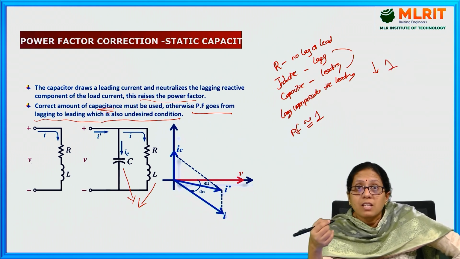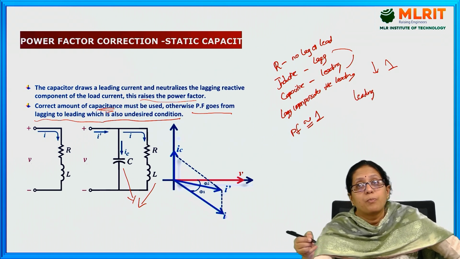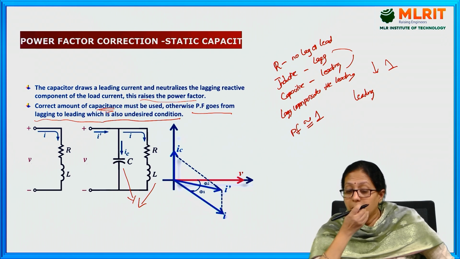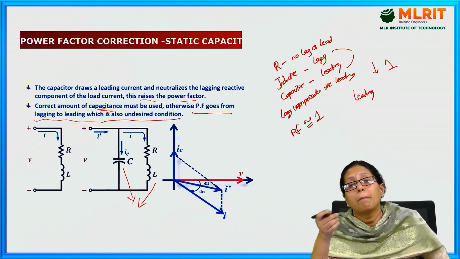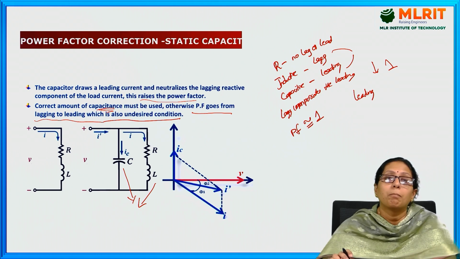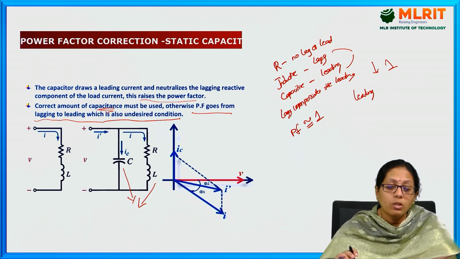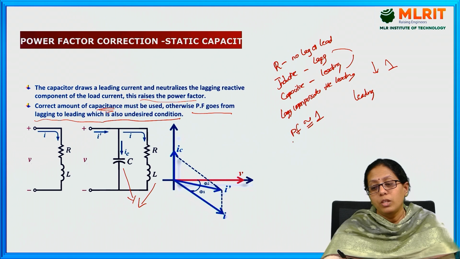If the capacitor value is more, it will become into leading effect, and this leading effect may be more worse when compared to the lagging effect. So while connecting a capacitor in parallel to the inductor, we need to calculate the capacitor value properly, and then only we need to connect capacitor in parallel with the inductor in order to reduce the lagging effect and correct the power factor to the unity value.